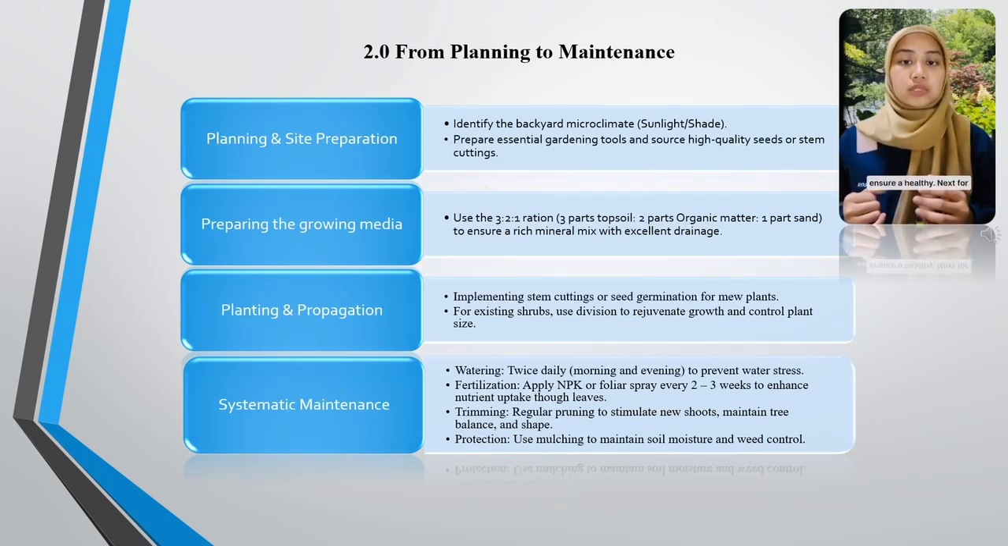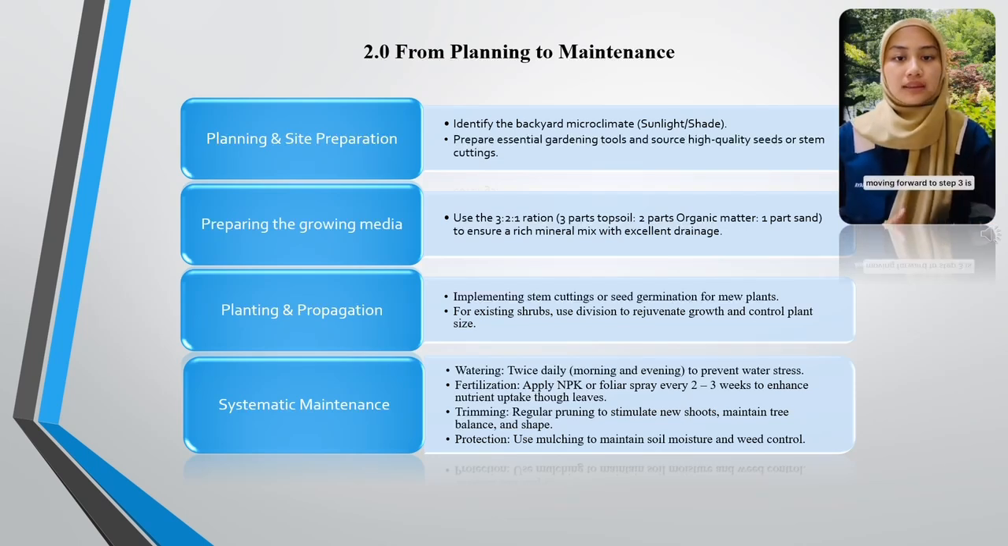Next, step 2 is preparing the growing media for the soil. I have chosen a specific ratio, consisting of 3 parts topsoil, 2 parts organic matter, and 1 part sand. This exact mix is used to ensure a rich mineral environment with excellent drainage, preventing the soil from becoming too compacted.